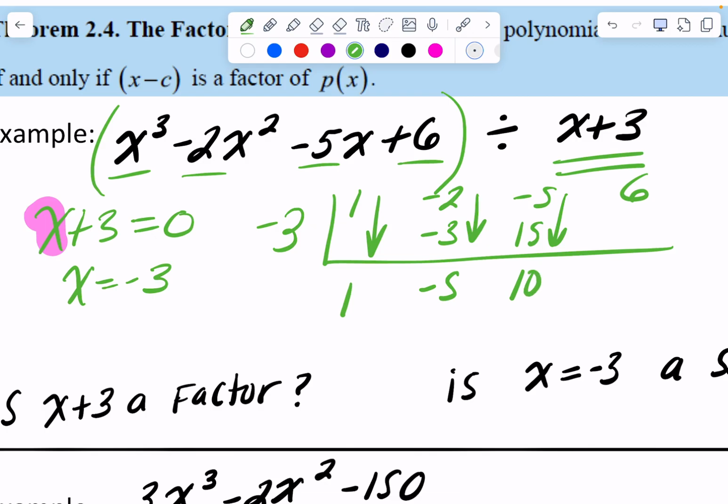Add straight down. Is the remainder 0? No. Not 0. I don't even care what it is because I'm answering their question. So I'm just not going to bother. They said, is this a factor? You'd say no. The remainder would have been 0 if it was. So it says, is this a solution? No.